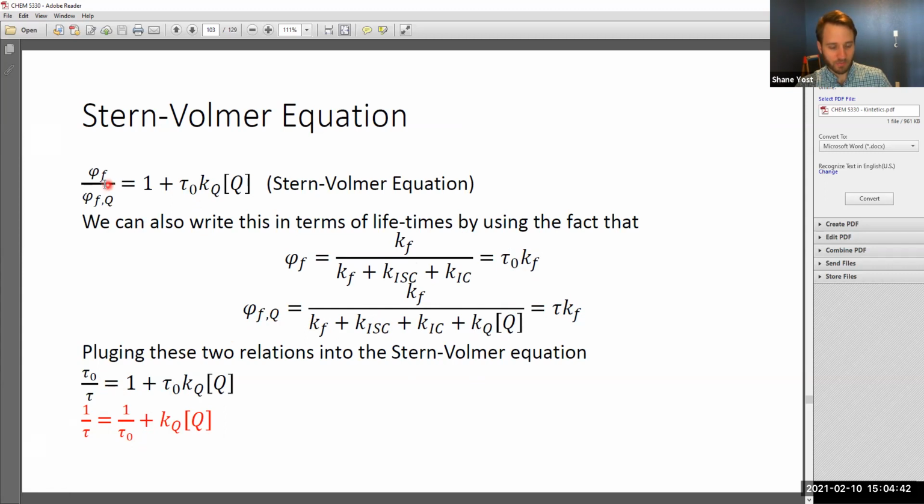Or you could stick with the fluorescence yield. So it just depends on what you're able to measure in lab as to which version of this equation you want to use. But both of these are valid. The red highlighted version of this equation at top is labeled the Stern-Volmer equation. So, questions about this? Questions about quenching, how that's affecting our rates, our rate constants, and other such things?